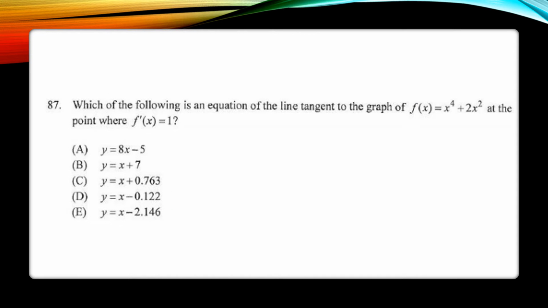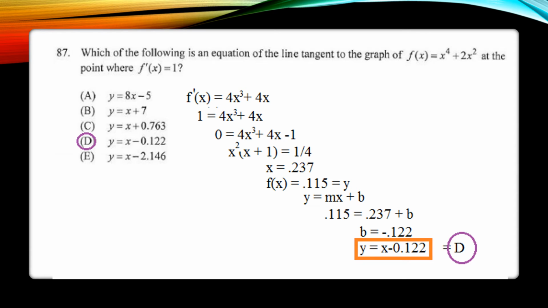In this problem, all we have to do is find the tangent line. First, we need to find the derivative of f of x. Once we have that, we need to set it equal to 1. Once you subtract the 1 from both sides, you can solve for x so that we can find a point where f prime of x is equal to 1.